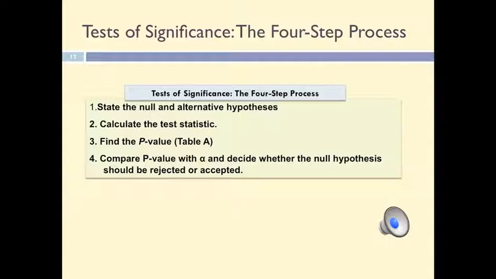And fourth, we compare the p-value with the significance level, with alpha, and we decide whether we should accept or reject the null hypothesis. One thing that you must keep in mind, though, is that the z-statistic is computed based on the properties of the normal distribution, so it should only be used when the distribution of the variable is close to normal. If this condition is not met, a different statistic must be used.